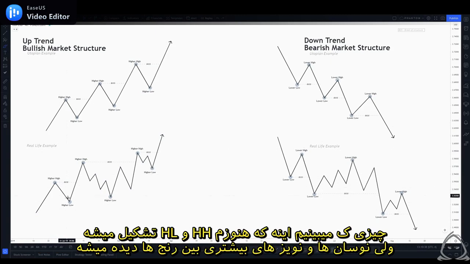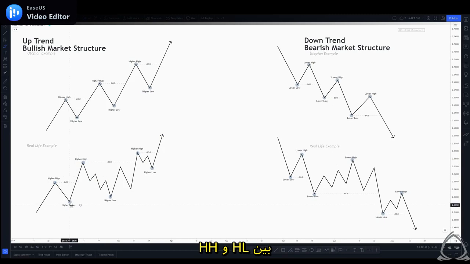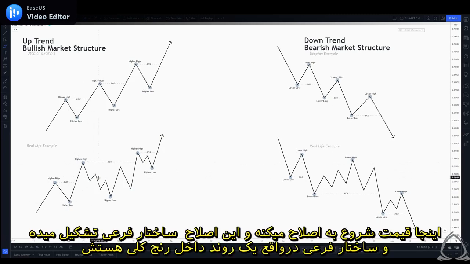What we can see is we're still making higher highs and higher lows, but there's a little bit more noise or fluctuation in between the two ranges, so between the higher low and the higher high. And what we can see here is price begins to correct, and the correction ends up creating substructure.